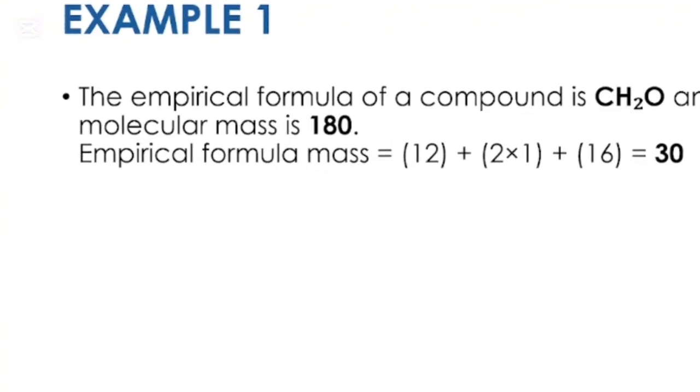So let me just show you what I am trying to say. Example number 1: the empirical formula of a compound is CH2O, and its molecular mass is 180 grams. Molecular mass is larger than the empirical formula mass.